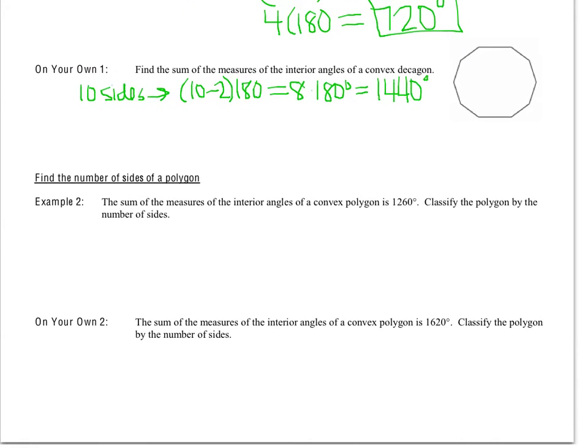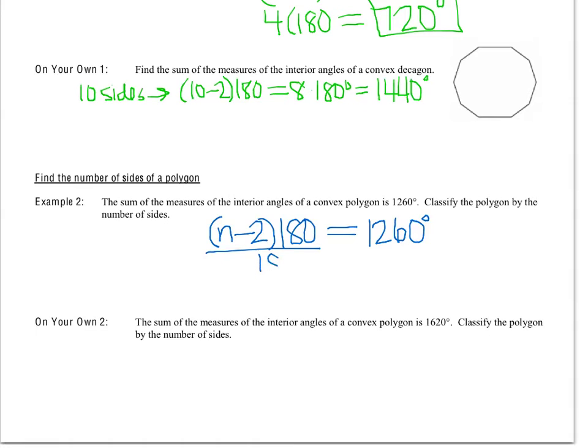All right, find the number of sides of a polygon now. So now we're kind of going backwards. The previous questions, they gave us the number of sides we had, and we had to find out the angle measure. Now they're telling us the angle measure, and we've got to figure out how many sides we have. So if we're looking for our number of sides, we're going to say n minus 2 times 180 equals, and now we know what this equals. It equals 1,260 degrees.